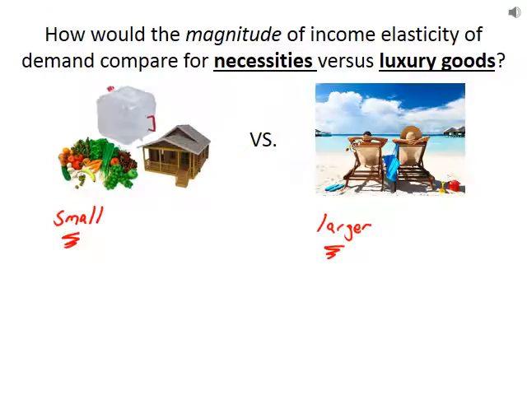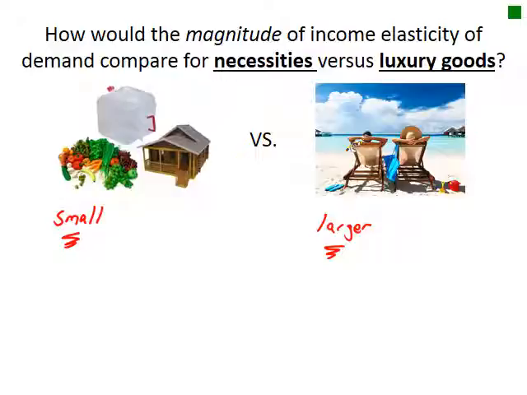of meat. So how would the magnitude of income elasticity of demand compare for necessities versus luxury goods? So if your income goes up, are you going to buy substantially more food or water or housing? Probably not. So this is probably going to be small.